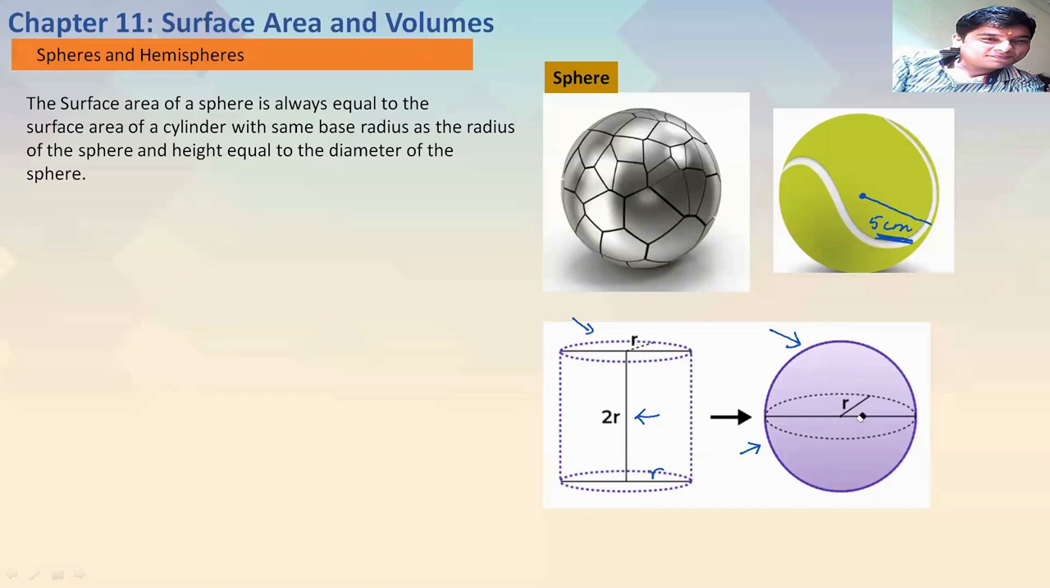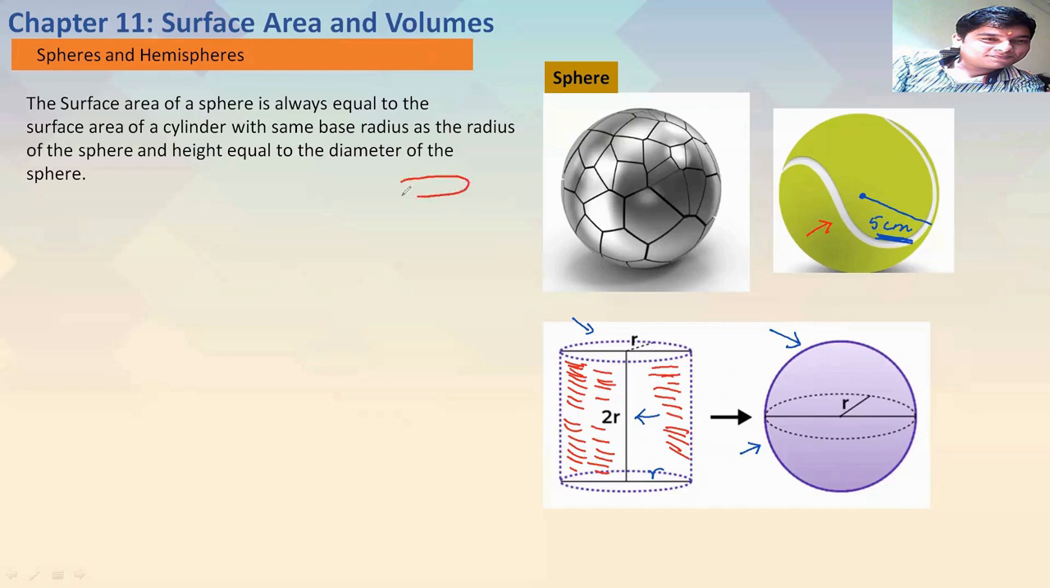Yes, sir. If you can find such a cylinder, you would notice that the curved surface area of the cylinder, okay? I'm talking about the curved surface area. The curved surface area of the cylinder would be exactly equal to the surface area of the sphere. Are you getting the point? Yes, sir.